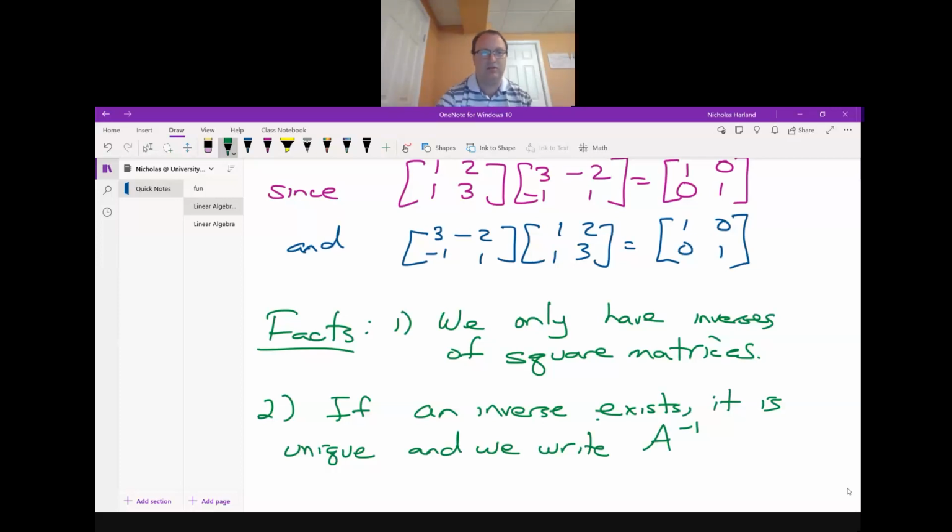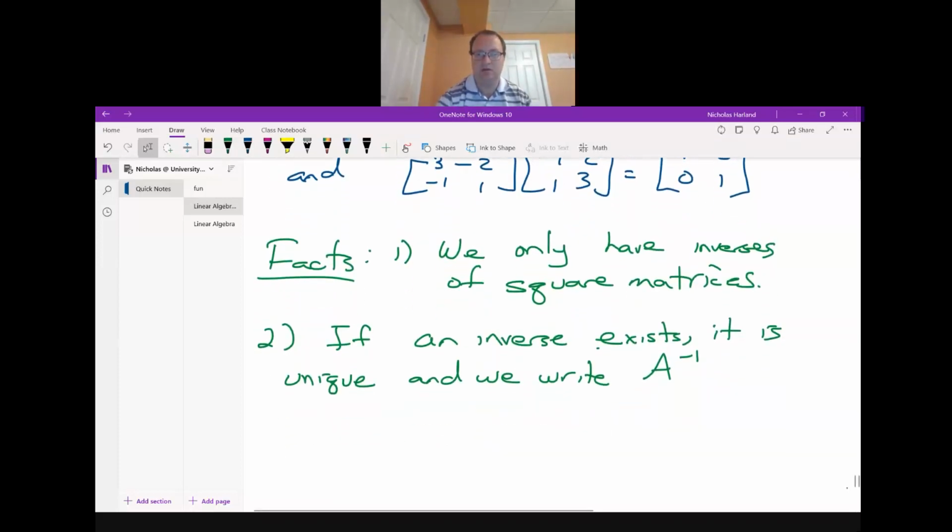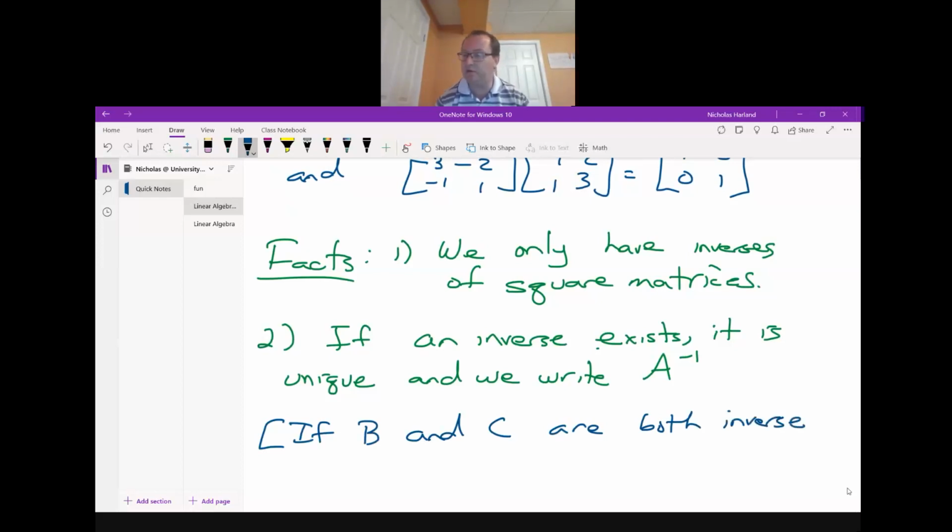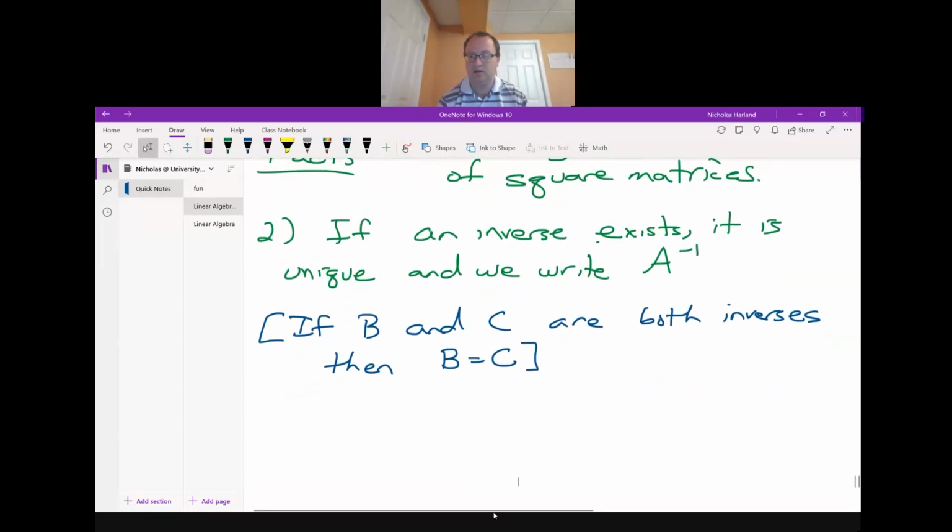And for example, in order to prove that, we would say if B and C are both inverses, feel free to pause the video and ask yourself, what would you need to show? If B and C are both inverses, what would you need to show? Hope you had a chance to think about that. In other words, if B and C are both inverses, then B would be equal to C.